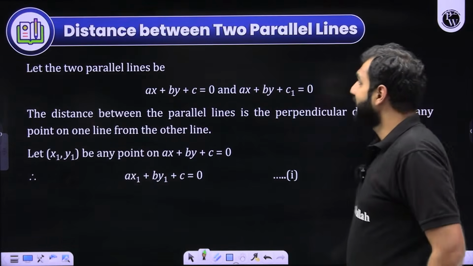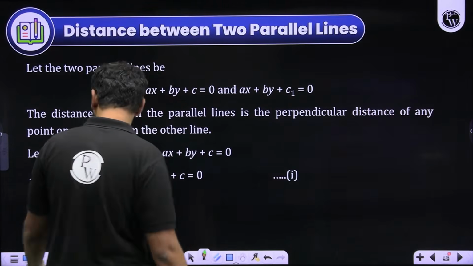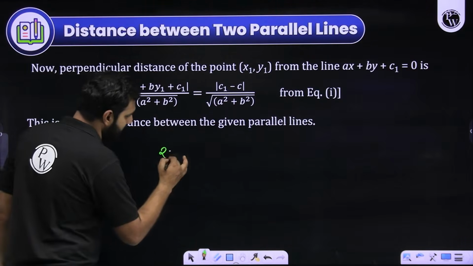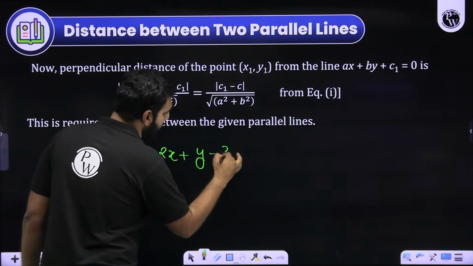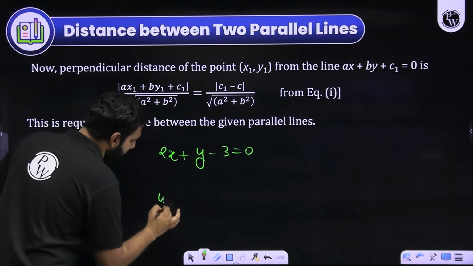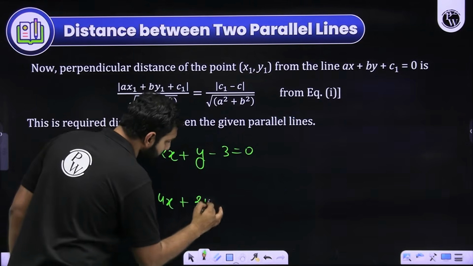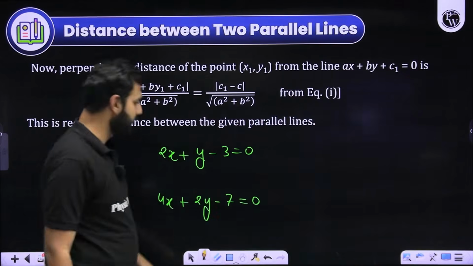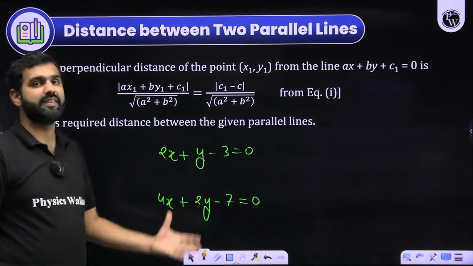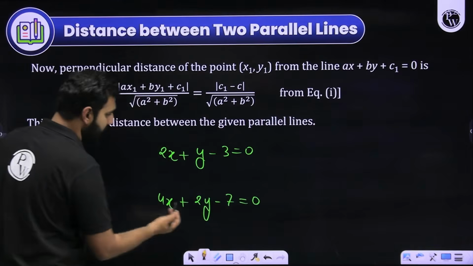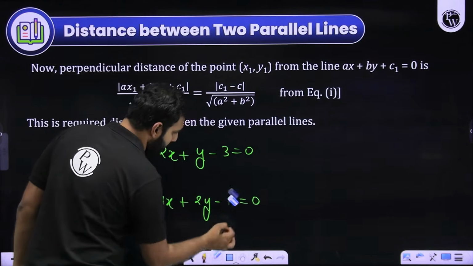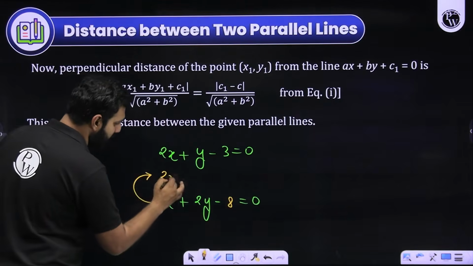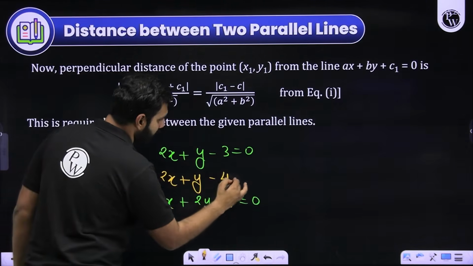The next is distance between two parallel lines. The formula is very simple. First of all, the lines should be parallel. Say one line is 2x plus y minus 3 is equal to 0 and the other line is 4x plus 2y minus 7 equals 0. Of course both lines are parallel, but their coefficients should be the same. If it is 4x plus 2y, I should take 2 common. Let's say instead of 7, I take 8 here. So I take 2 common, and this line in a better form will be written as 2x plus y minus 4 is equal to 0.